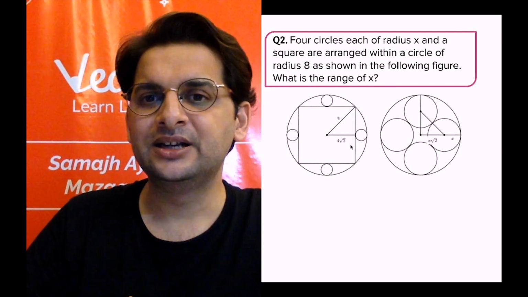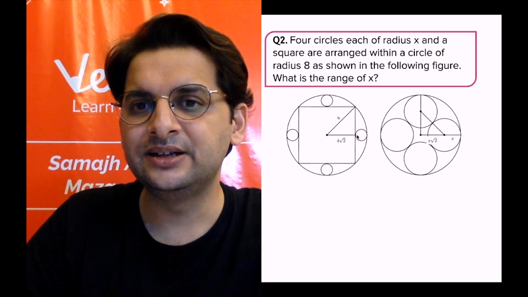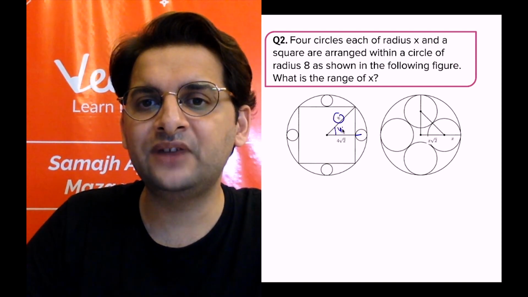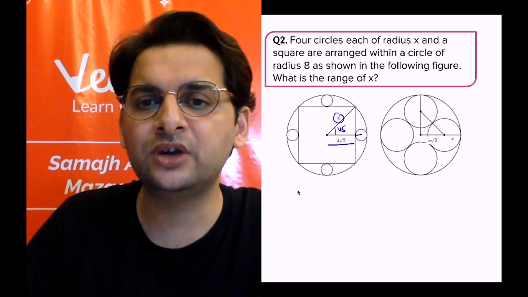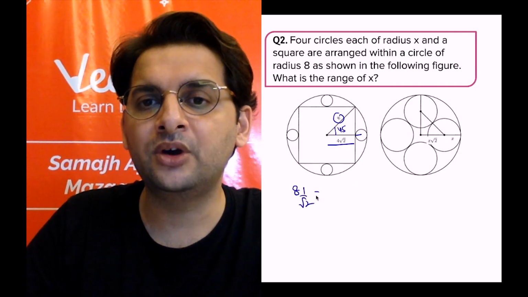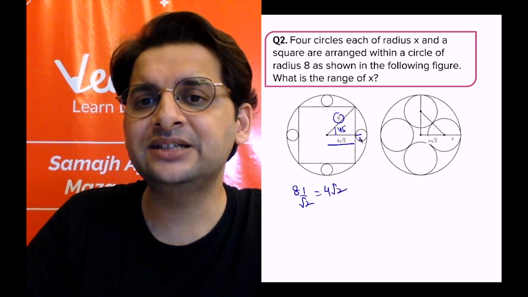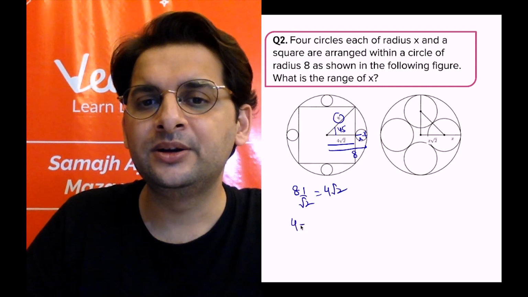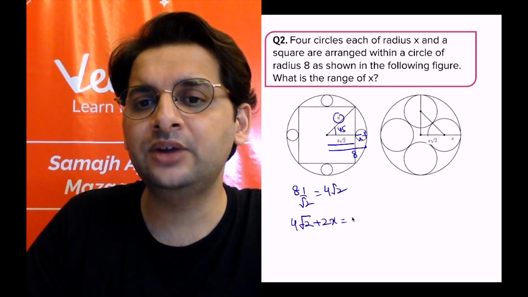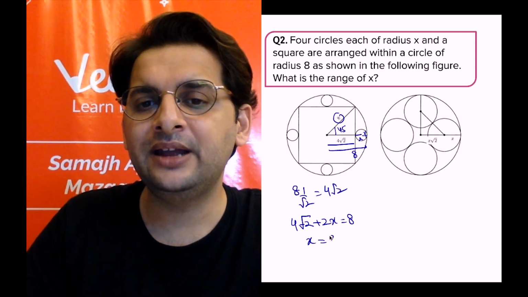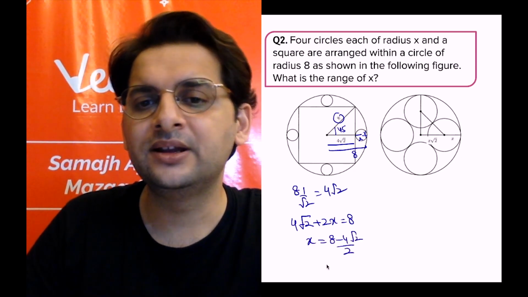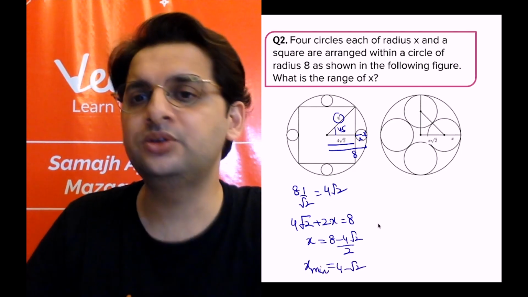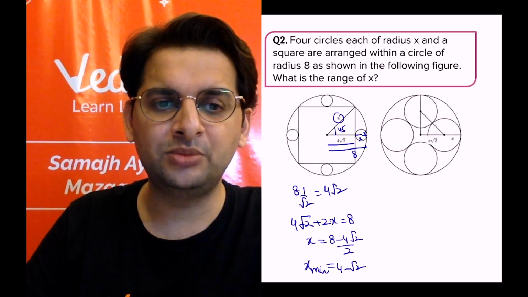Alright. So this is the case. What would be this x? Can I say if this is 8 and this is 45 degrees, this length would be 8 cos 45, or 8 by root 2, or 4 root 2. If this is x and this is x, can I say this whole length is 8? So 4 root 2 plus 2x is equal to 8, and x would be (8 minus 4 root 2) upon 2, that is 4 minus root 2. So x minimum would be 4 minus root 2. No problem with this.